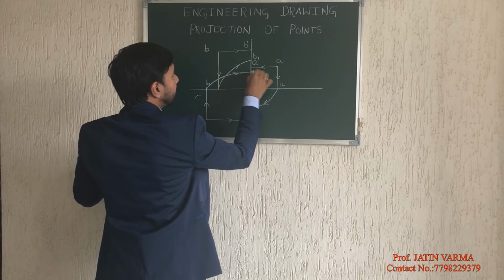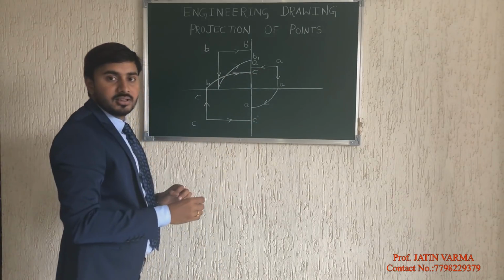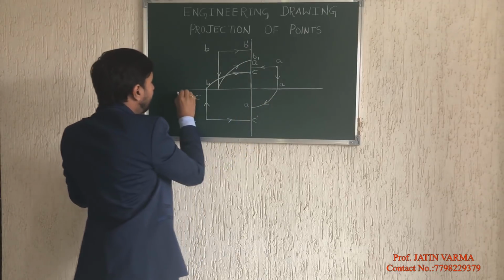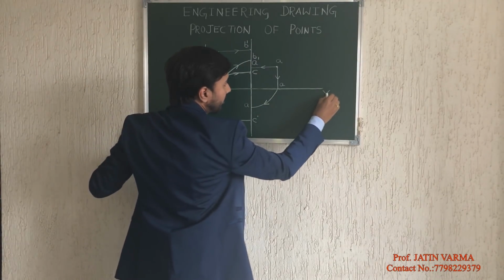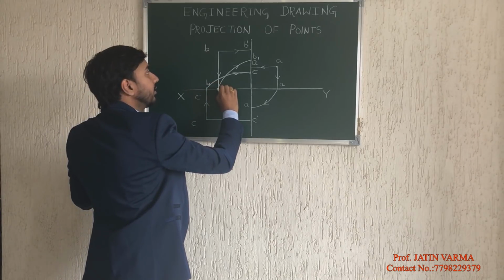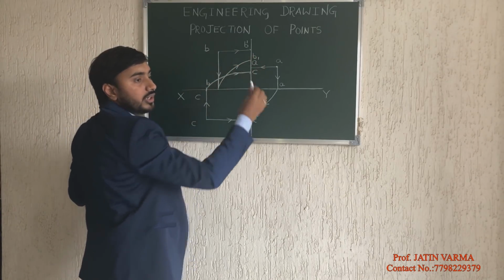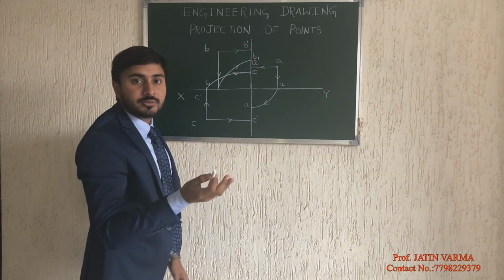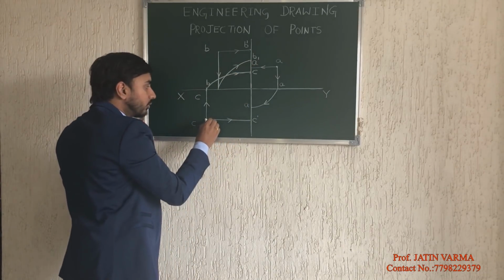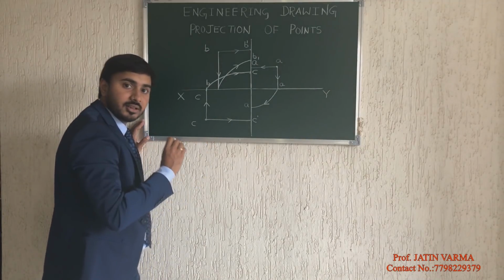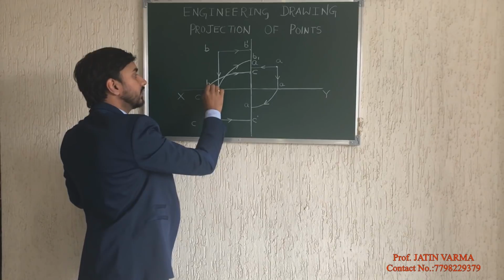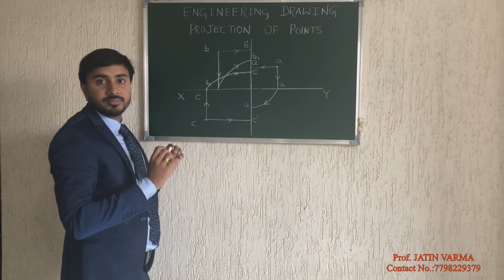So what is happening in the second quadrant is my front view is above xy. This is my xy. The top view is again rotated above, so it is also above xy. So front view and top view both are above xy. If I am talking about point C in the third quadrant, the front view of it is below xy, but the top view is above xy.